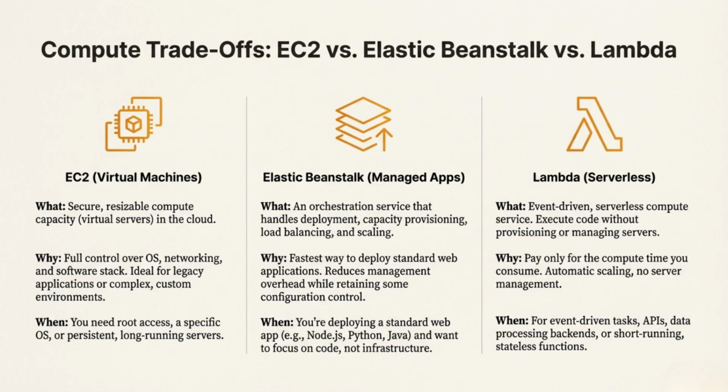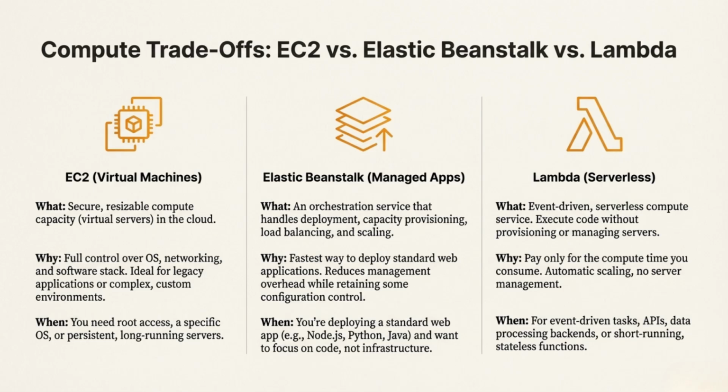EC2 versus Elastic Beanstalk versus Lambda. EC2 is a secure, resizable compute capacity in the cloud. It offers full control over OS, networking, and software stack, ideal for legacy applications and complex custom environments. It is used when you need root access, a specific OS, or persistent long-running servers.